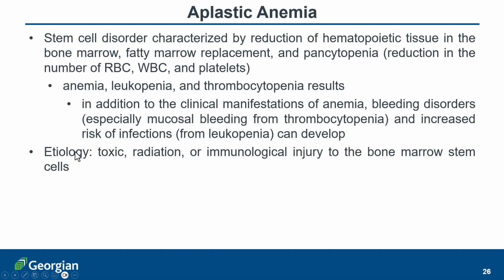The etiology of aplastic anemia is varied. It could be various toxic insults, toxic drugs, radiation, or it could be an autoimmune injury as well. There's really no treatment other than a bone marrow replacement.